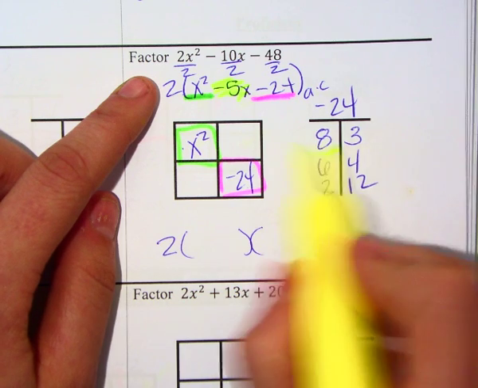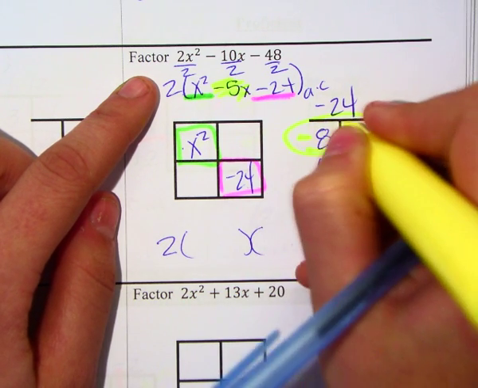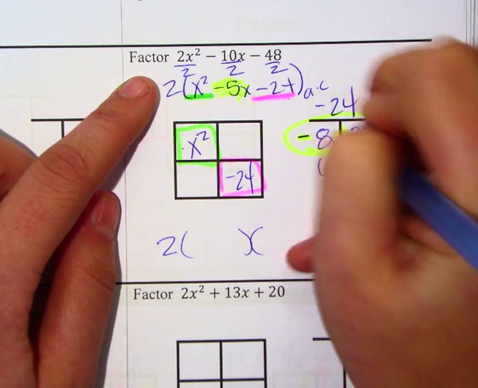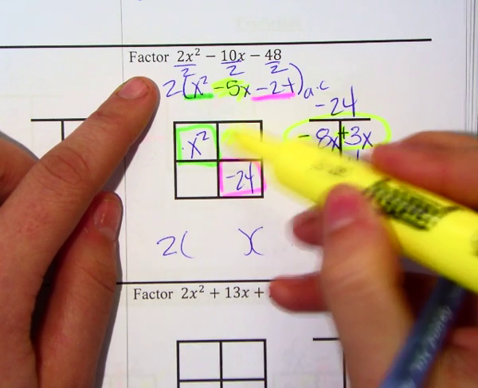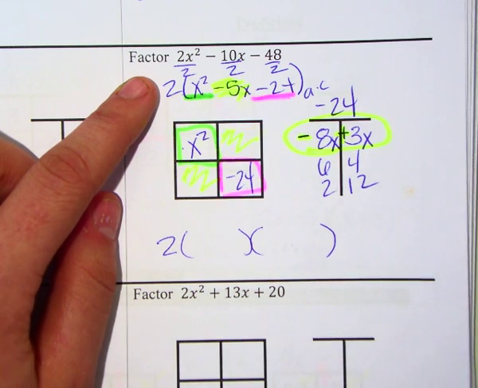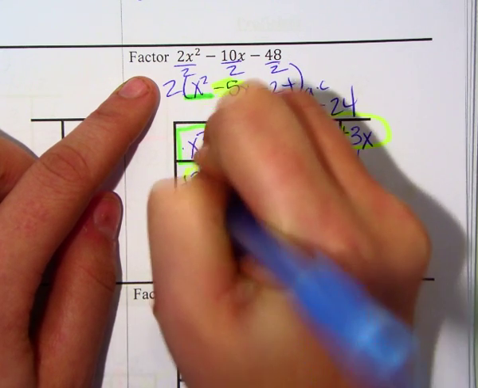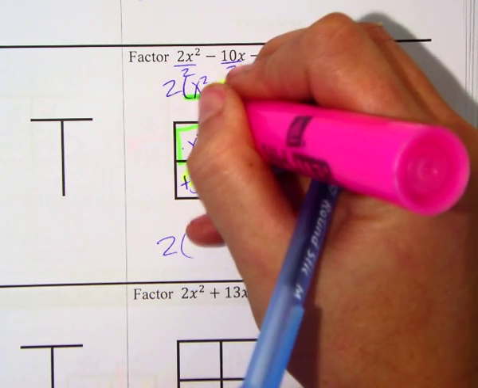Well, 8 and 3 can if 8 was negative and 3 was positive. So this is a negative 8x and a positive 3x. Those two terms go in these two boxes. Negative 8x, positive 3x. Now, before I take the GCFs, I'm actually going to take the signs out.